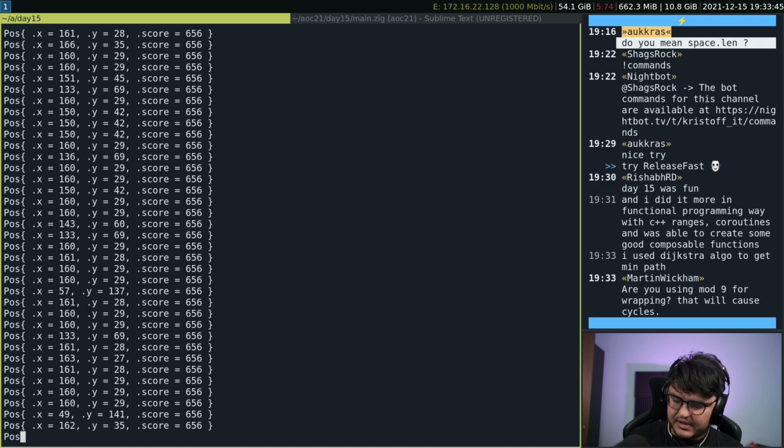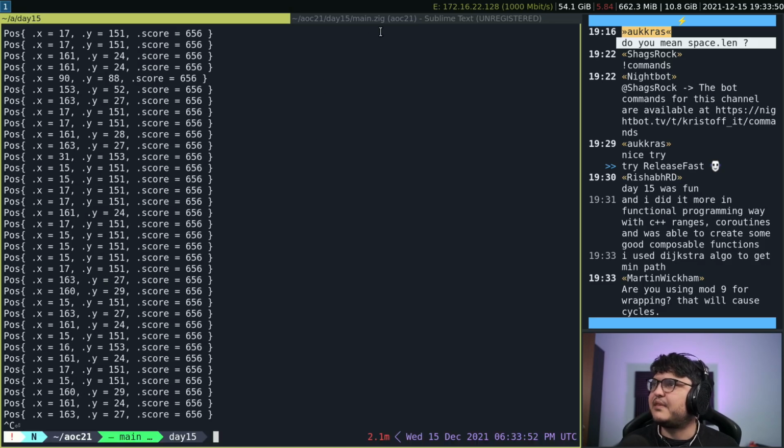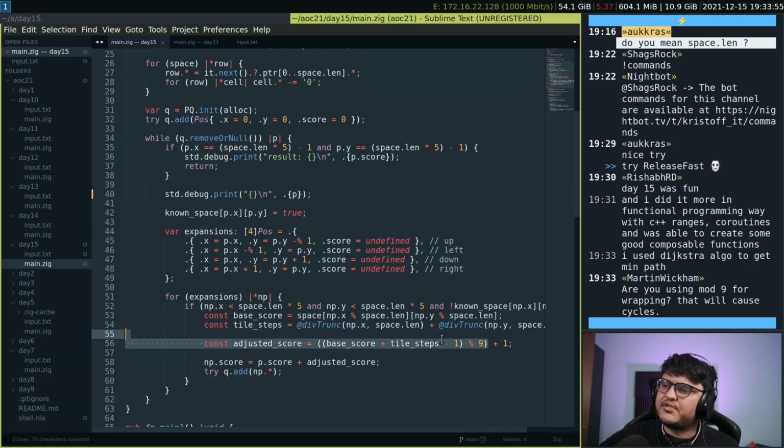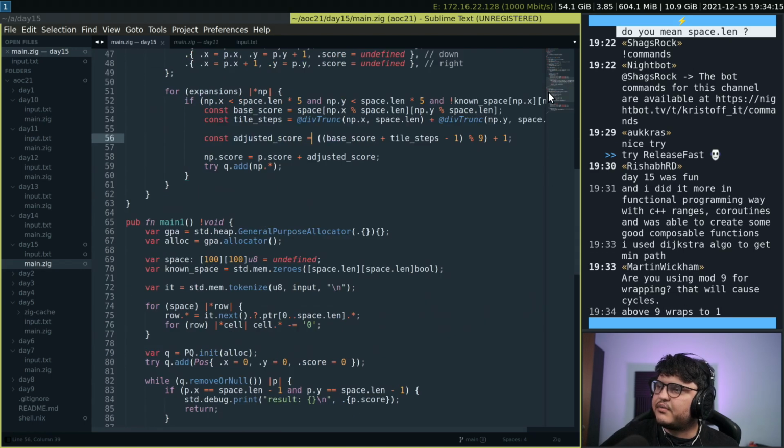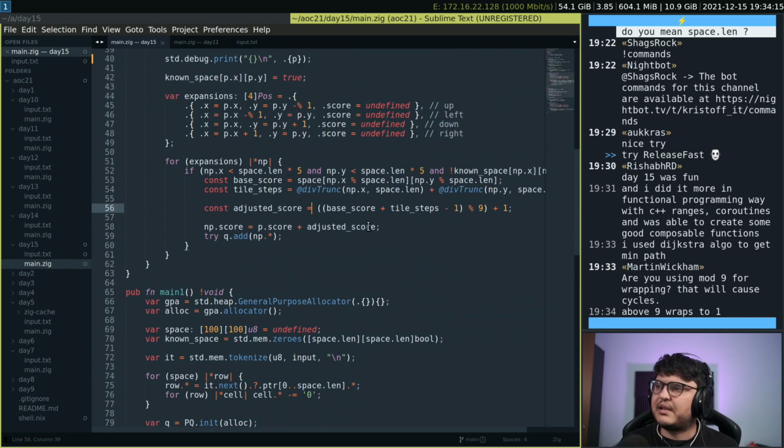I'm using mod 9, that will cause cycles. Fuck, I am. Yes. What do you mean it will cause cycles? I'm using mod 9 for the extra score. I'm a moron. No, I'm not a moron. That's the adjusted score. That is fair. Above 9 or up to 1. I think I did this correctly. Oh man, I deleted the function, but I printed it earlier and it was working correctly. It was doing 891. Yes. I think this is correct.